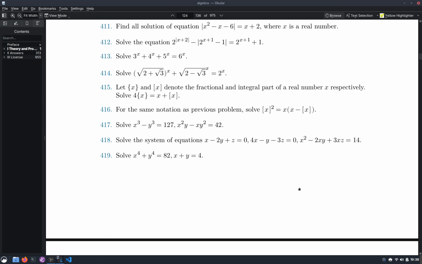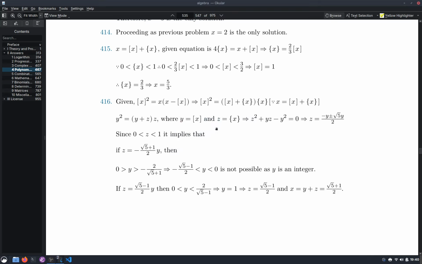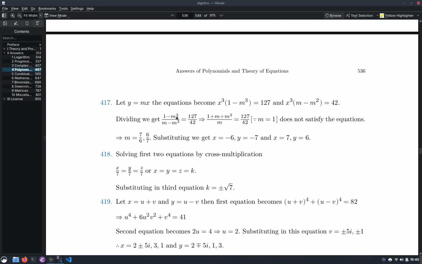Now we move on to question 417. We have to solve two equations. The first equation is x cube minus y cube is equal to 127, and the second equation is x square y minus xy square is equal to 42. So then let's see how we solve this. We substitute y is equal to mx.